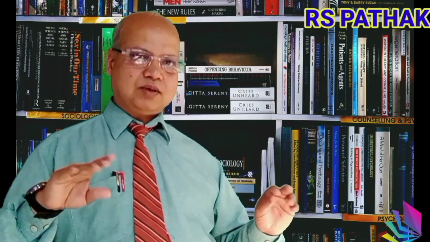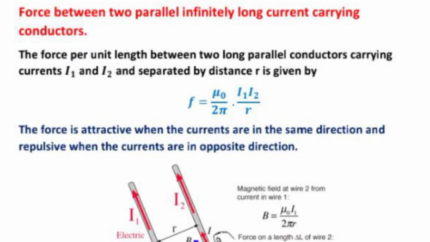Force between two parallel infinitely long current carrying conductors. The force per unit length between two long parallel conductors carrying currents I1 and I2 and separated by a distance r is given by F equals mu 0 upon 2 pi, I1 I2 upon r.